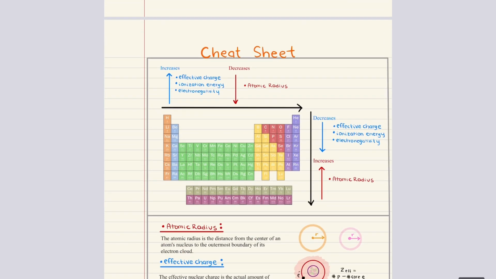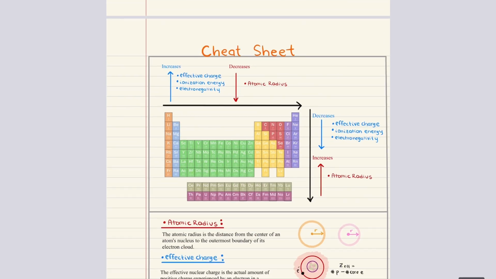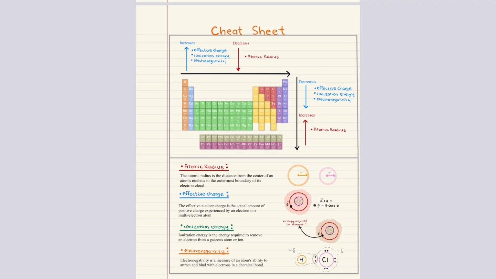With that, we've completed this lecture. Now, this last page you see here serves as a summary, a cheat sheet of the key periodic trends that we have discussed: atomic radius, effective nuclear charge, ionization energy, and electronegativity. The periodic table diagram highlights how these trends change across periods and down groups, and then the definitions for each of these topics are provided below.